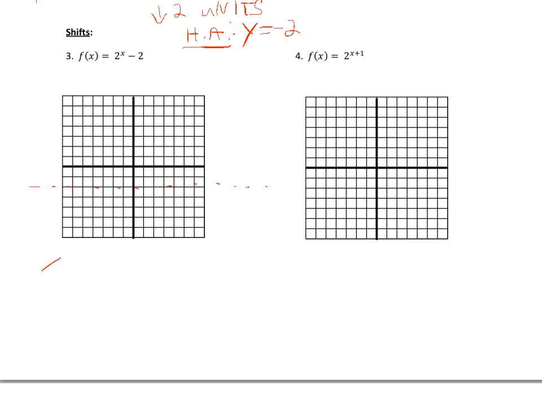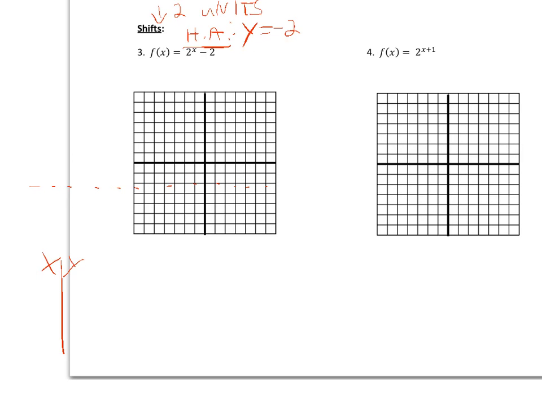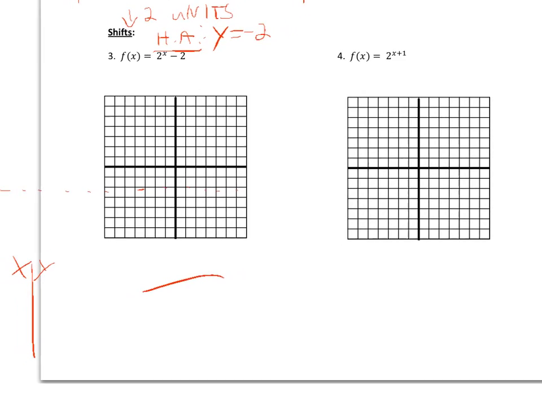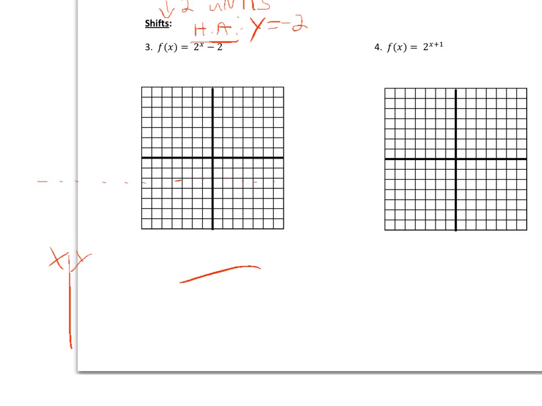Then I'm going to make a little XY chart. You'll see when you make the XY chart that it'll get closer and closer to -2, but it's not going to hit. Let's put in 0, 1, and 2. If I put in 0, I get 2 to the 0, which is 1. 1 minus 2 is negative 1. If I put in 1, I get 2 to the first, which is 2. 2 minus 2 is 0. Let's put in 2. 2 squared is 4. 4 minus 2 is 2.